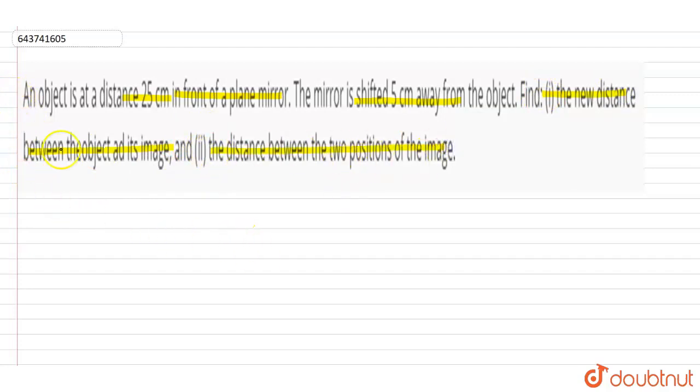So let's suppose this is the plane mirror, and the object is kept at, let's suppose this is the object. This object is kept at 25 cm. This is the object distance, the distance of the object from the plane mirror. This is given in the question. It is 25 cm.